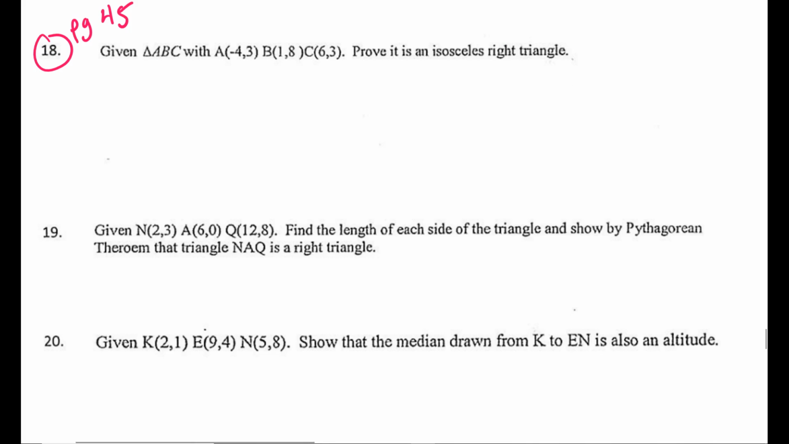For number 18 on page 45, this is a triangle proof. So given triangle ABC with those coordinates, prove that it's an isosceles right triangle. So this is a proof where we're going to need a couple formulas to help us out here, where the first thing they tell me is that it's isosceles. So I know it has to have two congruent sides. And remember, to show that a triangle has two congruent sides, you only need to use the distance formula to show that two sides have the same length.